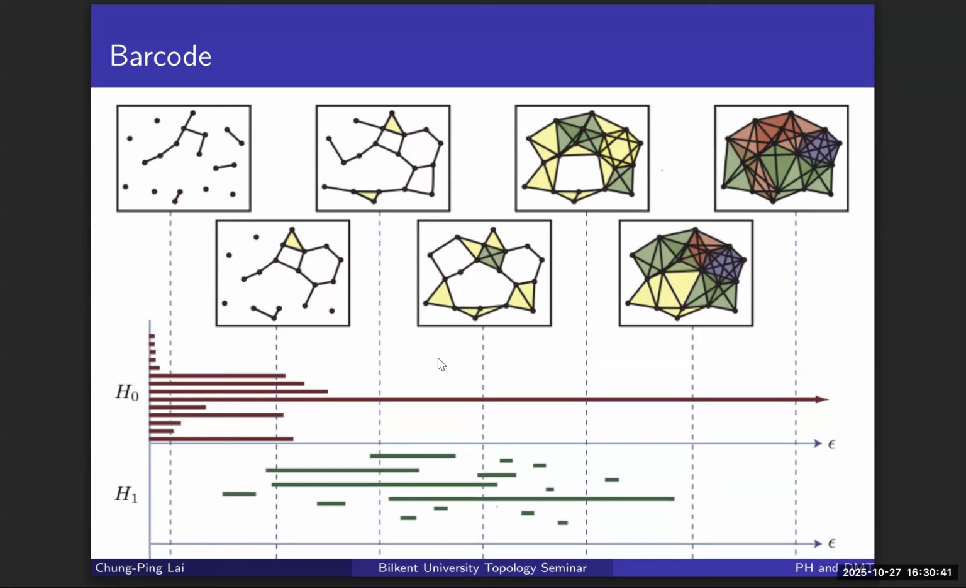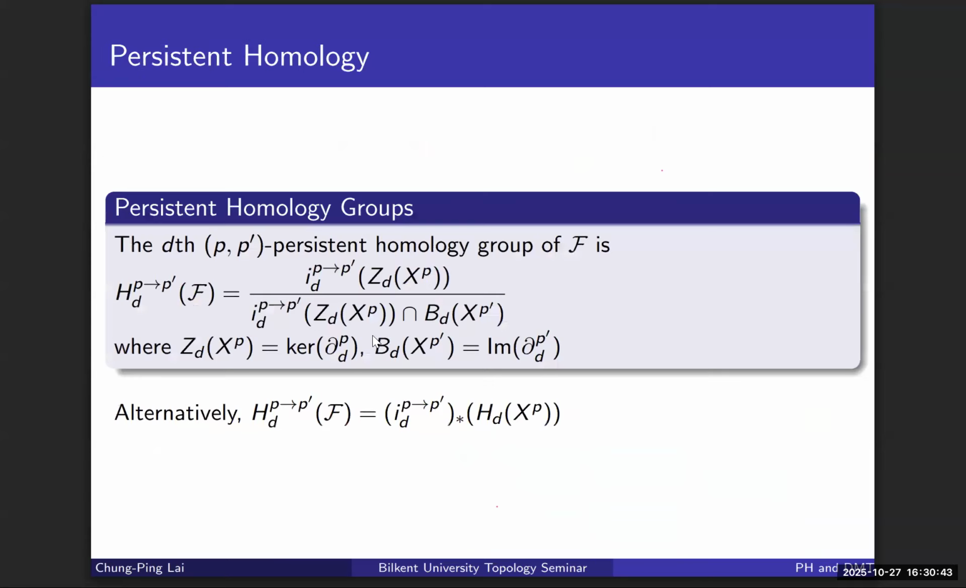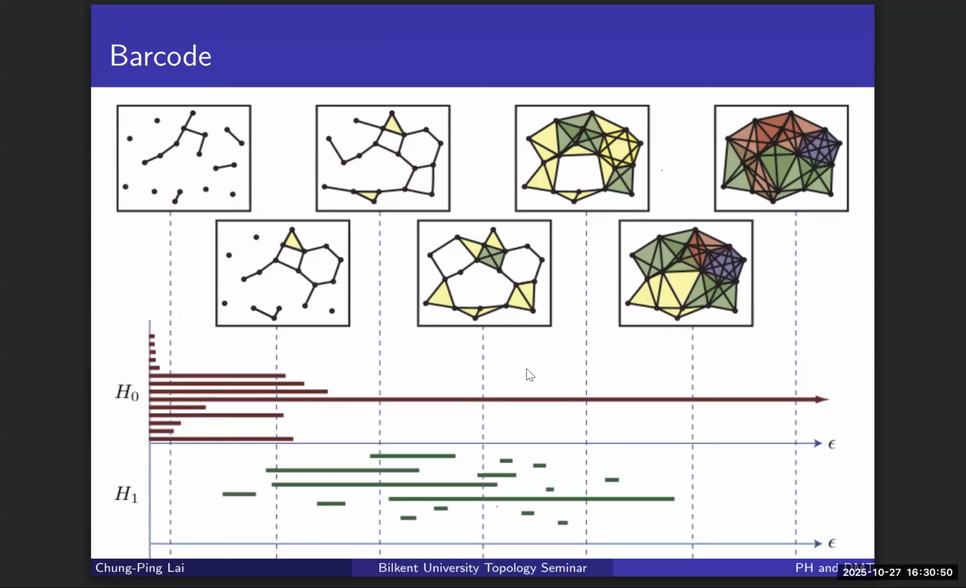This barcode and these persistent homology groups for different p and p prime and different dimension d are equivalent formulations of the persistent homology. But the formulation of persistent homology that actually sees the most usage right now is the persistent diagram. They all are equivalent.